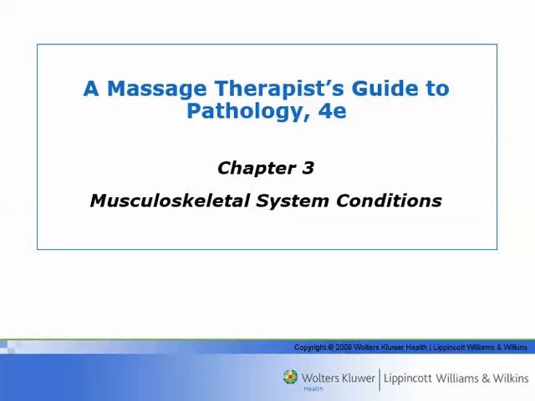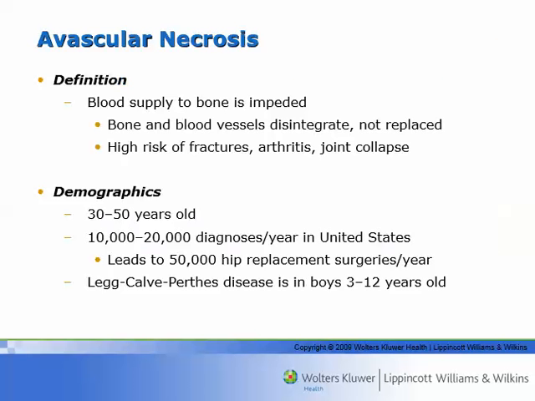So this is avascular necrosis, Legg-Calvé-Perthes, and Osgood-Schlatter's. So avascular necrosis is exactly what it sounds like. It's when the blood supply to the bone gets disrupted, and then the bone dies and it disintegrates. It doesn't get replaced when that happens.